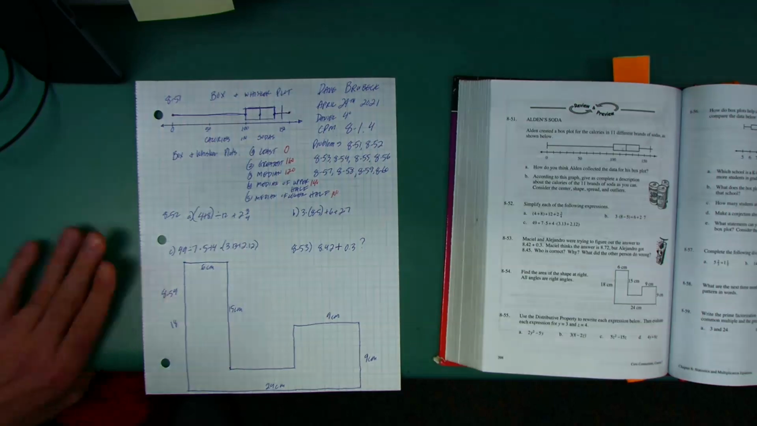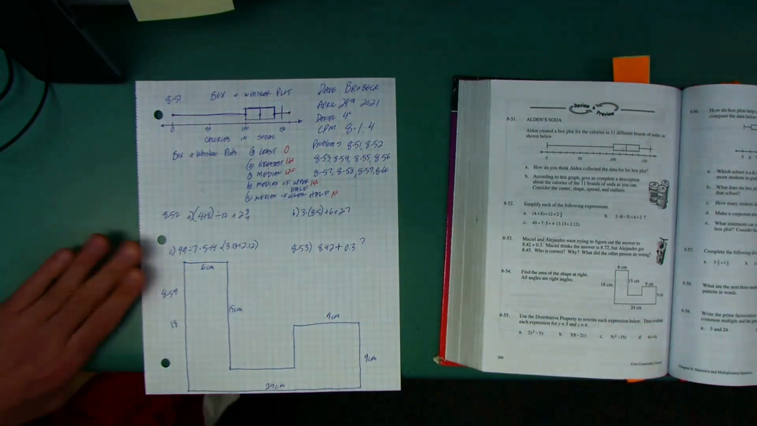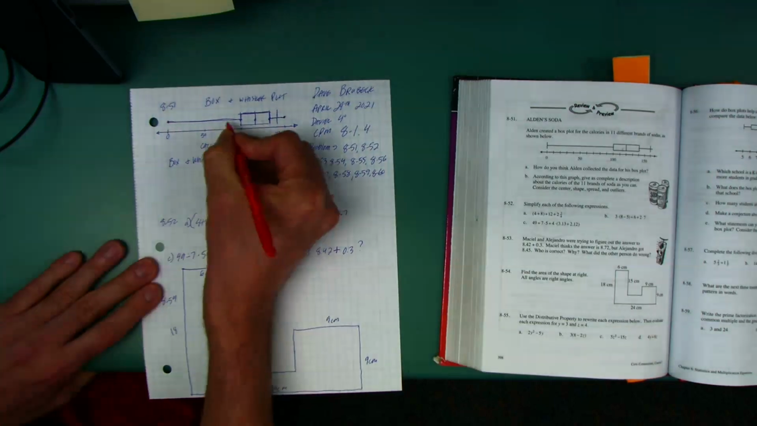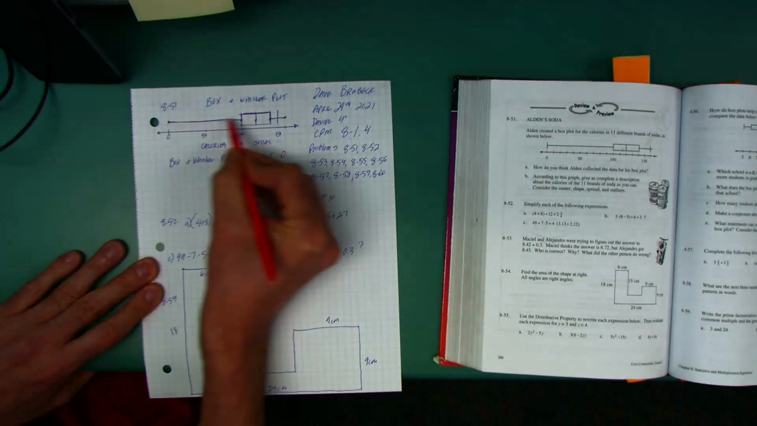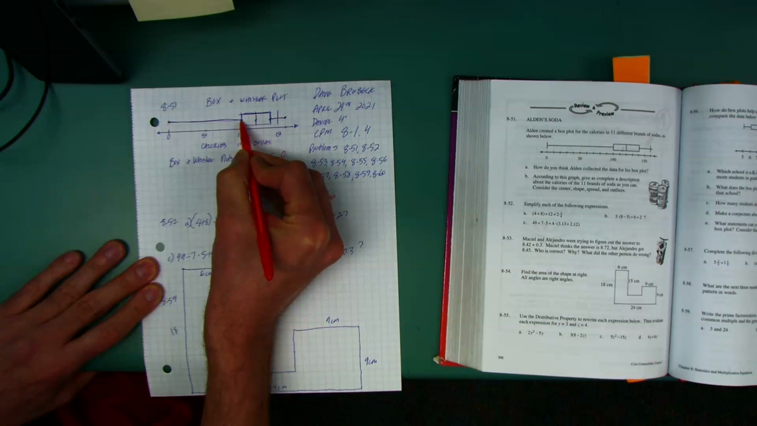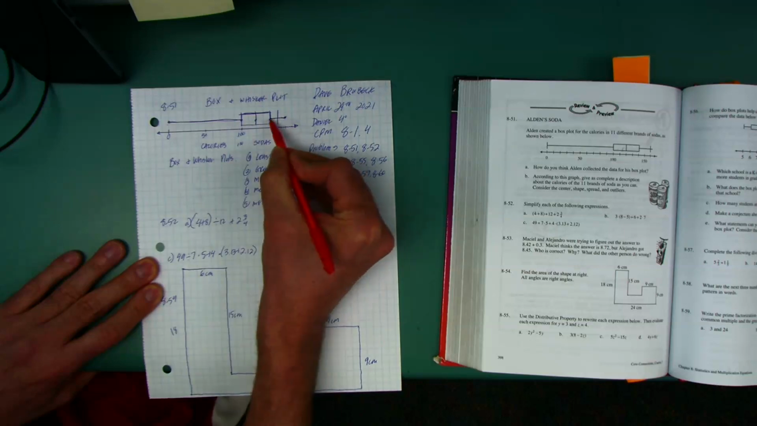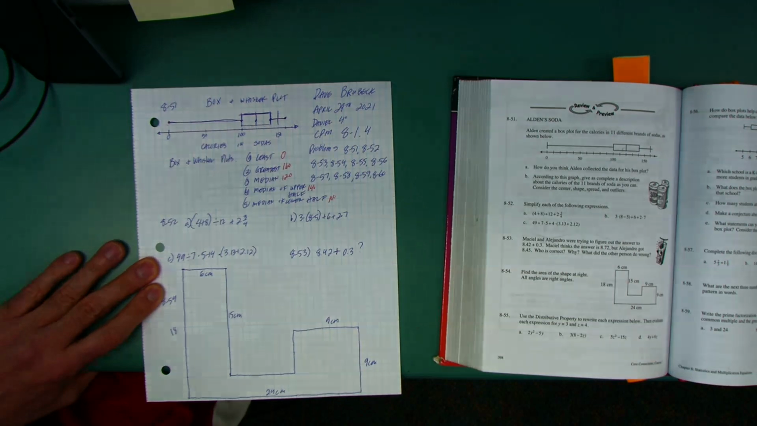And then the cool thing about a Box and Whisker plot is you have 25% or 1/4 of the numbers between the left whisker and the left side of the box. You have 1/4 of the numbers between the right whisker and the biggest number.